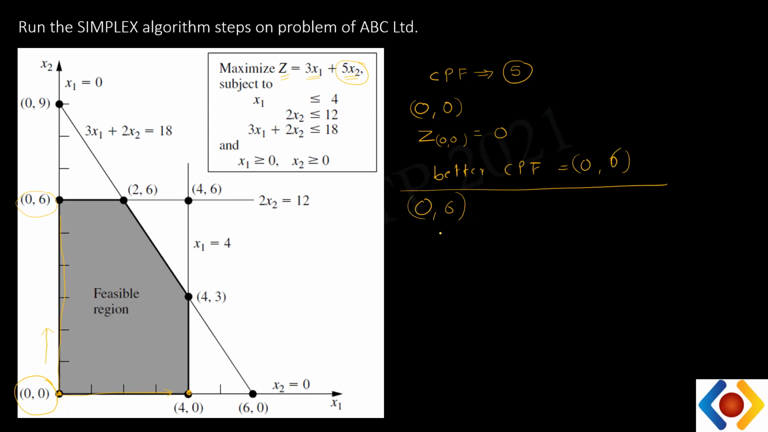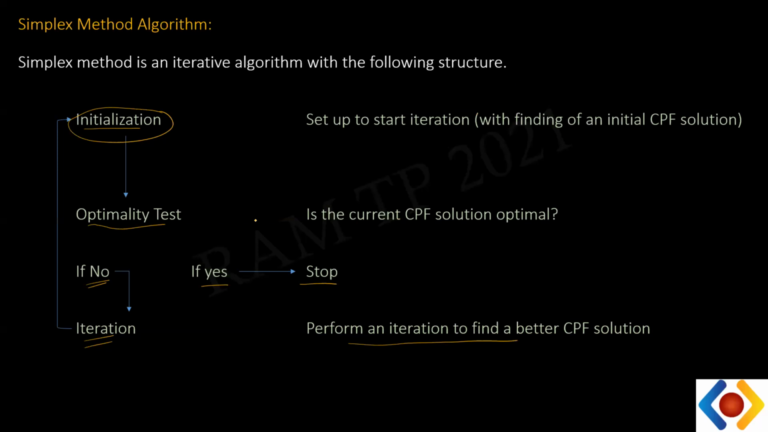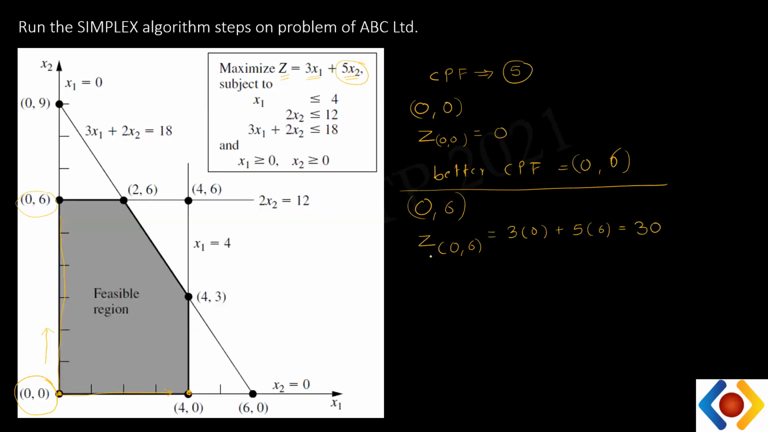So the very first thing I'm going to do is calculate the profit at 0.6. What is the Z value? That's going to be 30. X1 is 0, so that's 3 times 0 plus 5 times 6, which is equal to 30, right? So the Z value at 0.6 is 30. Okay, what's the next step? Is this solution optimal?